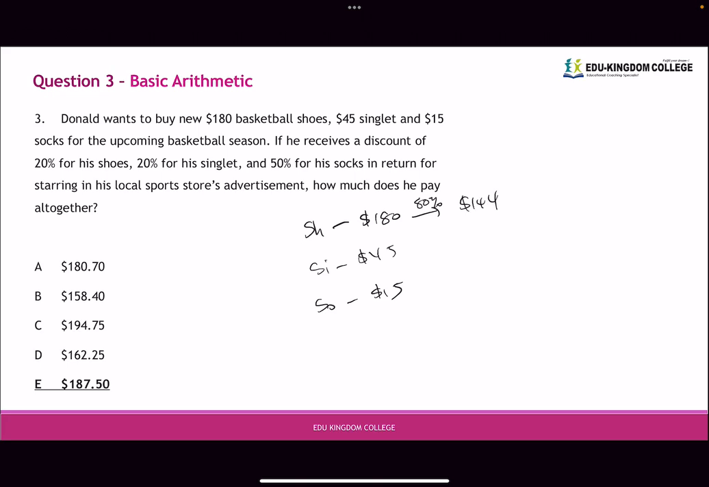If he receives a discount of 20% for a singlet, 20% is 1/5. 45 divided by 5 is 9. So if he gets a 20% discount, it's worth 80% now, so it's going to be $36. And 50% for his socks in return for starring in the local sports advertisement. So 50% means $7.50. So if we add those all up, these two together will be 180, and then add the 7.5 is going to be $187.50.